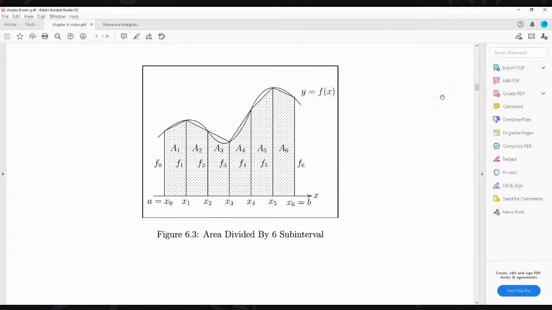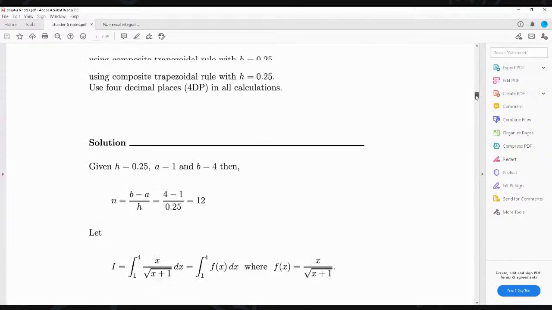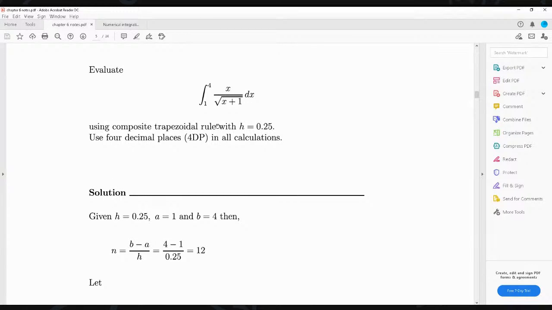Let's go to the example: how to find the integral from 1 to 4 of x divided by x plus 1, using an interval size of 0.25. n is b minus a divided by h, equal to 4 minus 1 divided by 0.25, which is 12. So there are 12 sub-intervals. Let me share screen again.